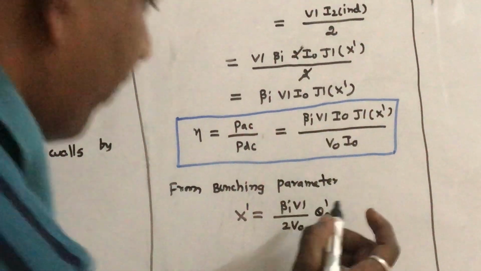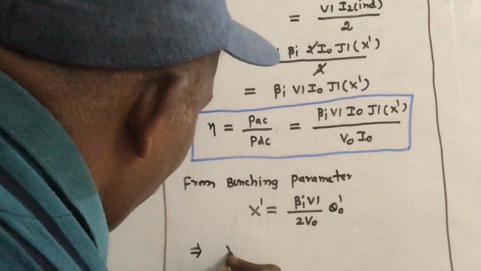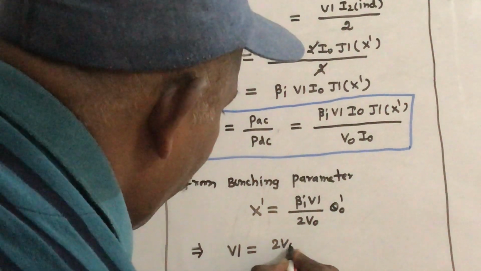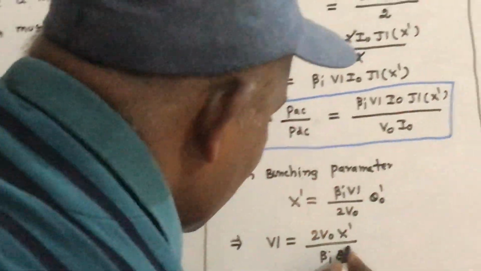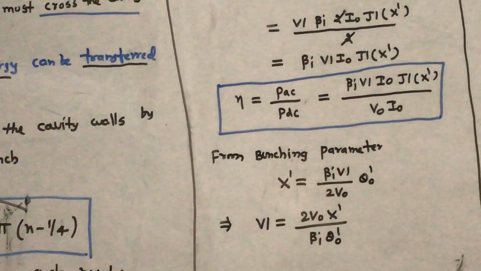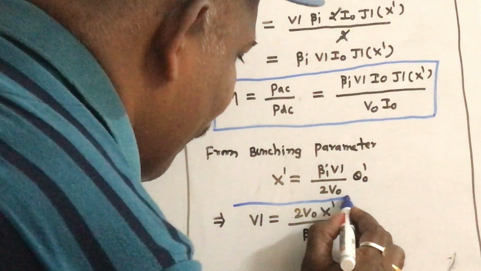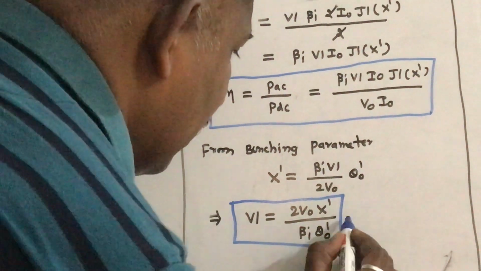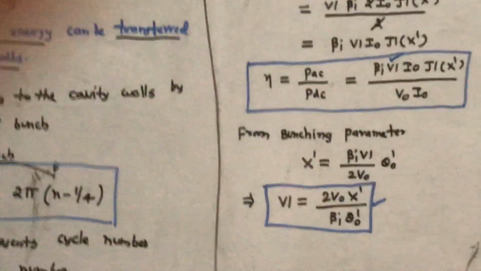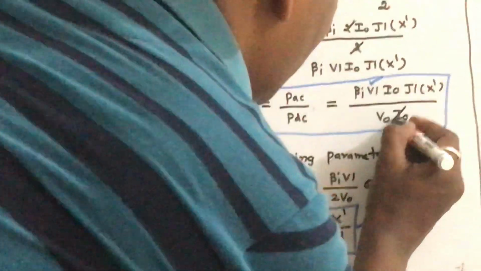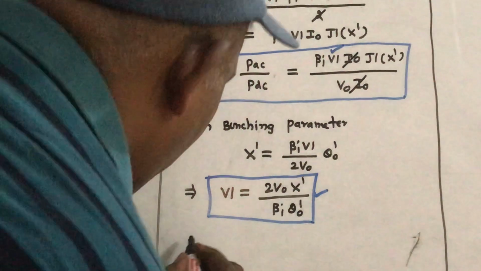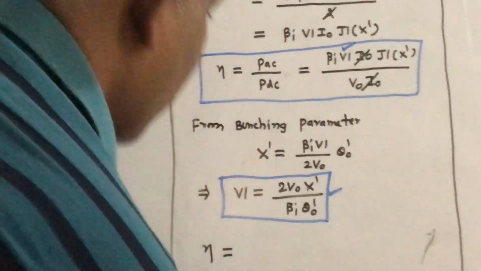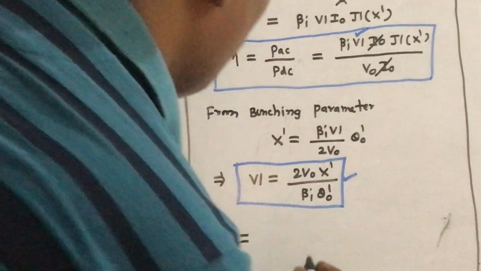Now we want V1 in this expression. So what is V1? V1 is equal to 2 V0 X dash by beta I into theta 0 dash. This is the formula for V1. Substitute this V1 here, and then we will get the efficiency. In this formula also, cancel out I0.